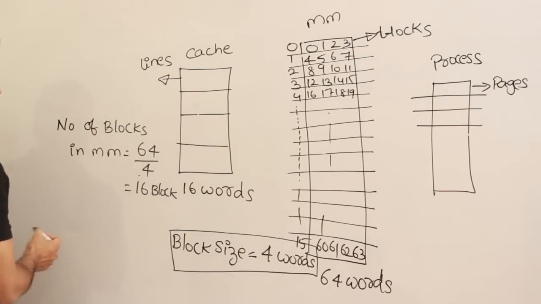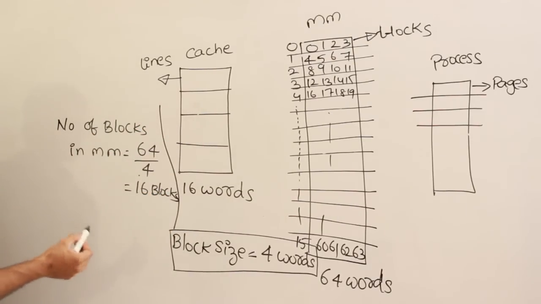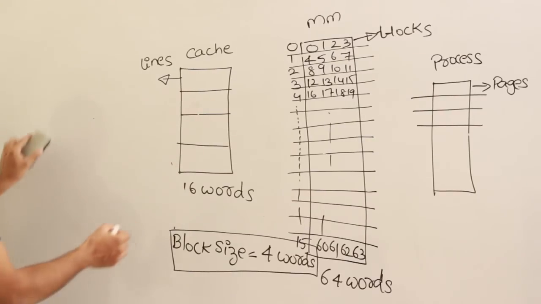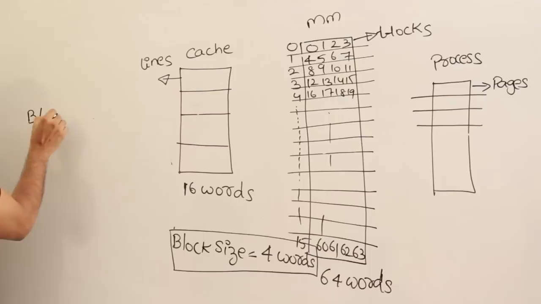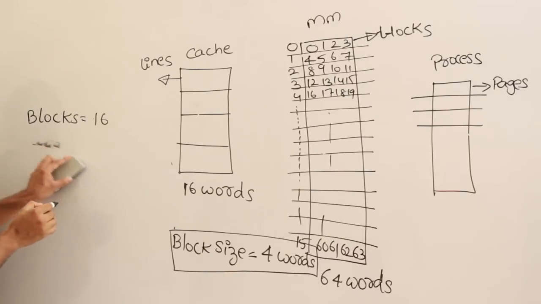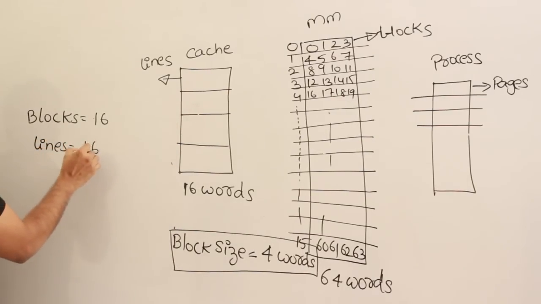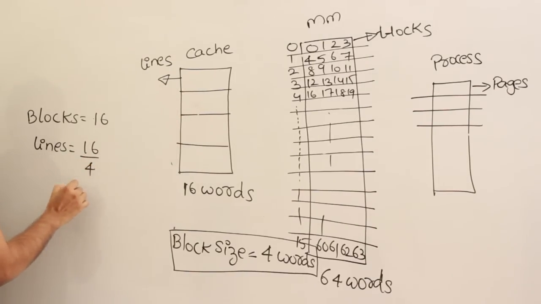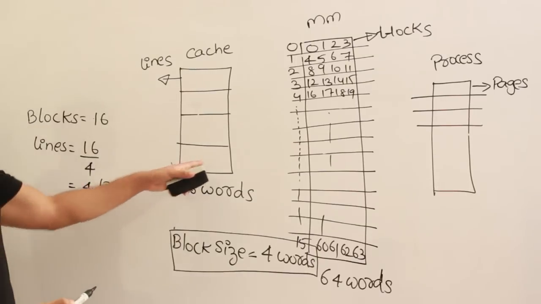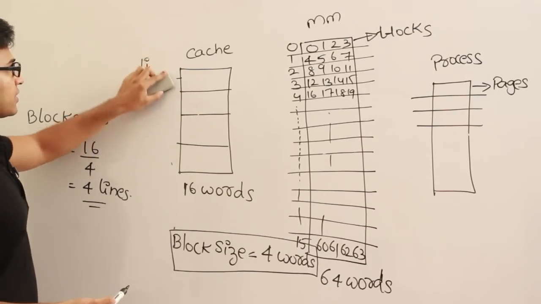And now the cache, let's see how many. 16 block, I know total size of the cache is 16 words. Therefore, the number of blocks is equal to 16, and I want the number of lines. The number of lines, how could you calculate? There are 16 words inside the cache, and each block has 4 words. Therefore, the number of lines is 4 lines. 4 lines are present in the cache, and 16 blocks are present in the main memory. Got it? So now, this is the organization. This is cache and this is main memory.